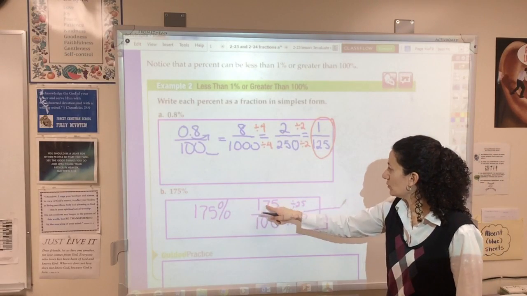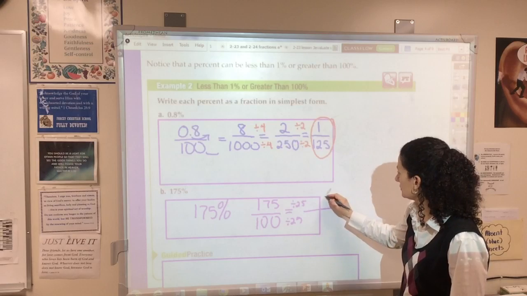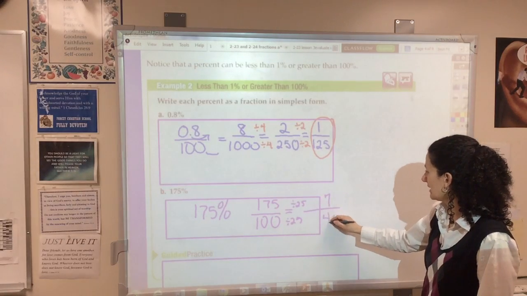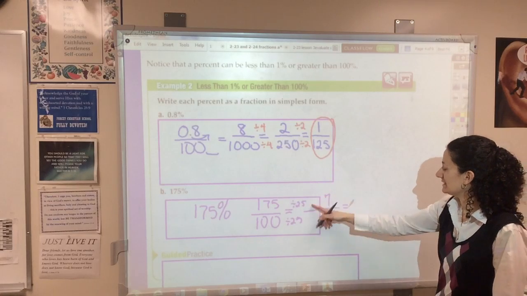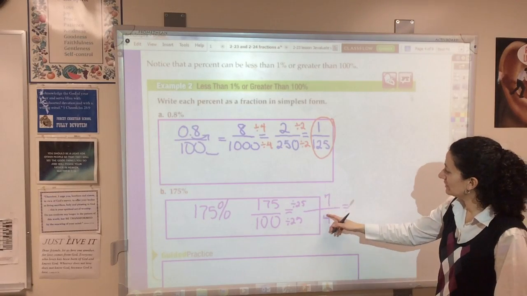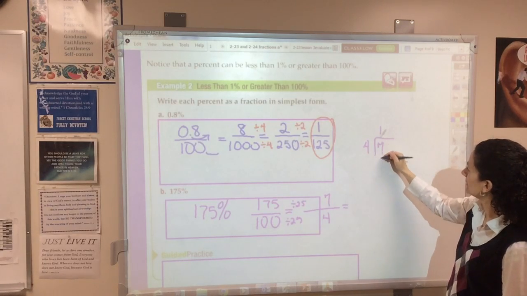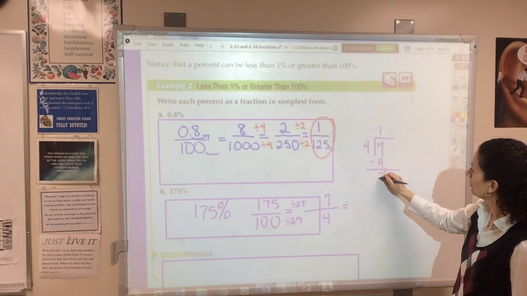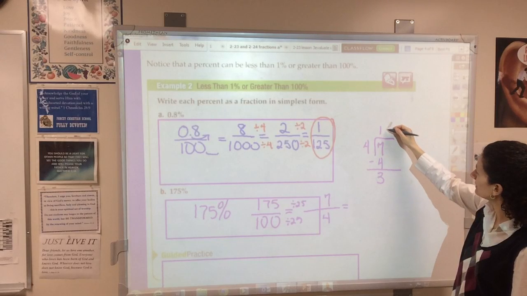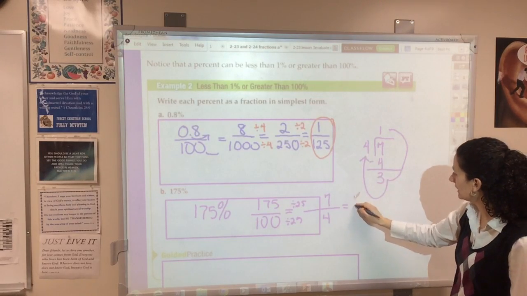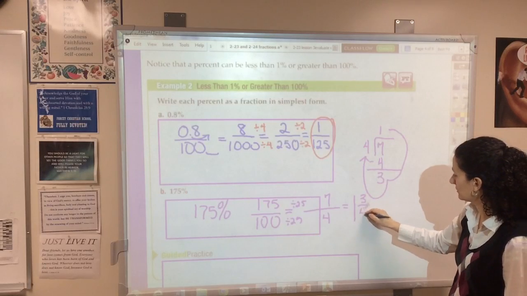Again, I'm thinking of money. It would take 7 quarters to make $1.75. So that's 7. And then 4 quarters to make $1. And then it's a little easier now to divide. 7 divided by 4, we know how to do this. 4 goes into 7 one time with a remainder of 3. So here's my mixed number, 1 and 3 fourths. Here's my final answer, 1 and 3 fourths.